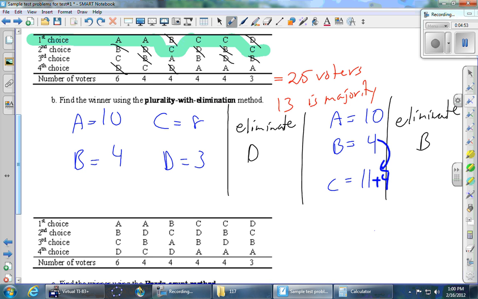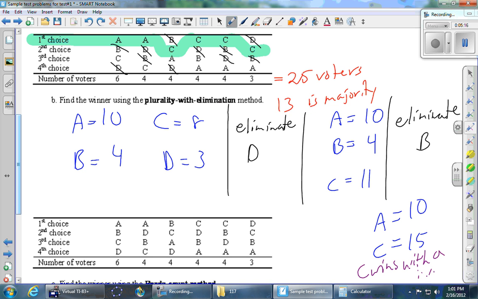So in our final tally, we have A and C left over. A is stuck at 10. C now has the 11 it had plus B's 4 more. 15 votes. And finally, does somebody have a majority? Yes, C has a majority. C has won the election. So C wins with a majority.